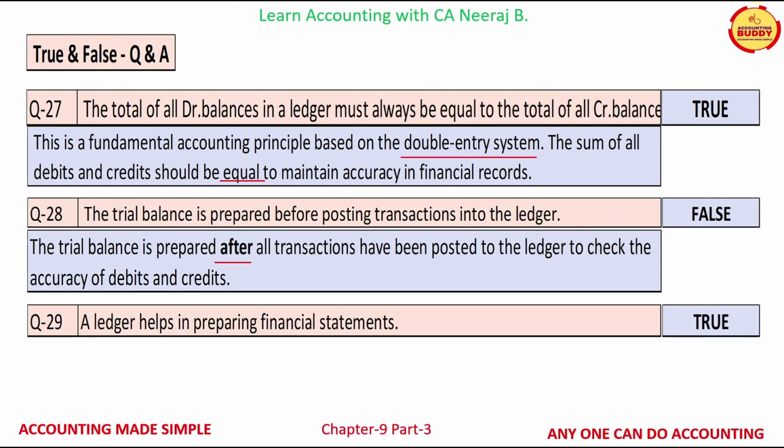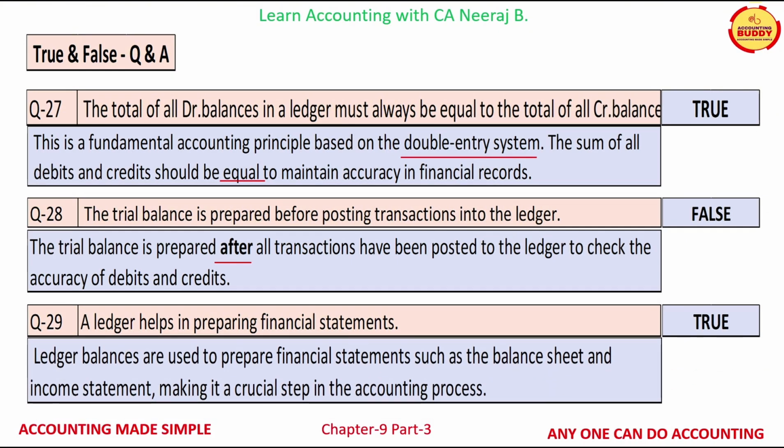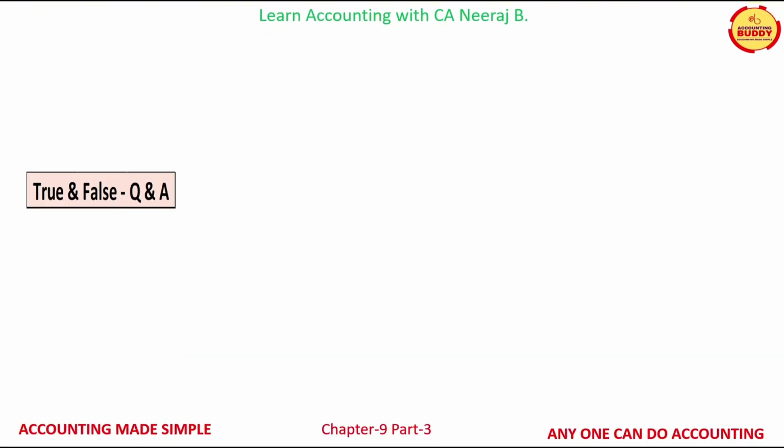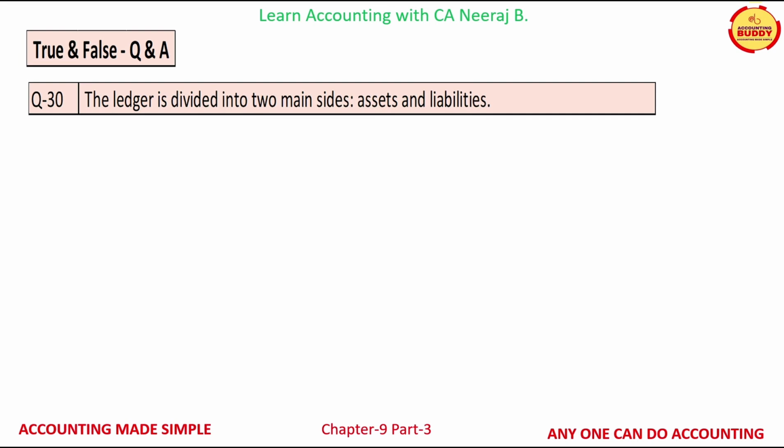This is a true statement. Ledger balances are used to prepare financial statements such as balance sheet and income statement, making it a crucial step in the accounting process. Question number 30 is the ledger is divided into two main sides, assets and liabilities.